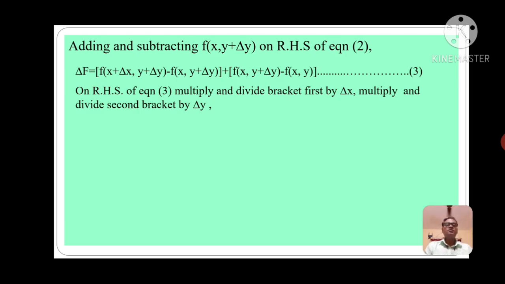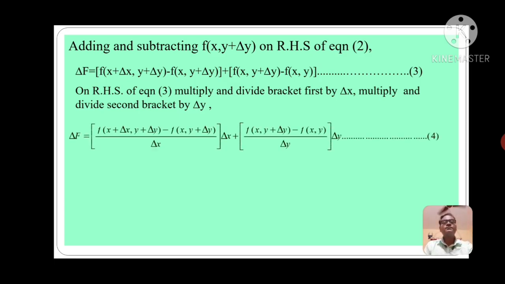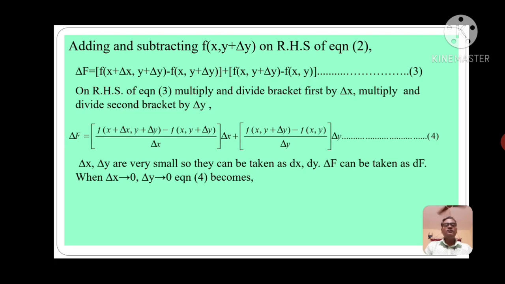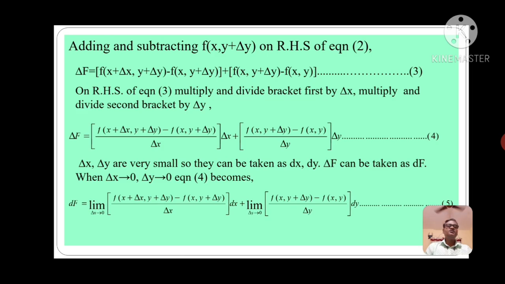On the right hand side of equation 3, multiply and divide the first bracket by delta x and multiply and divide the second bracket by delta y. So we get delta f is equal to, in the first bracket, f of x plus delta x comma y plus delta y minus f of x comma y plus delta y, upon delta x, and multiply this bracket by delta x, plus in the second bracket f of x comma y plus delta y minus f of x comma y, upon delta y, and multiply this bracket by delta y. We get equation 4.